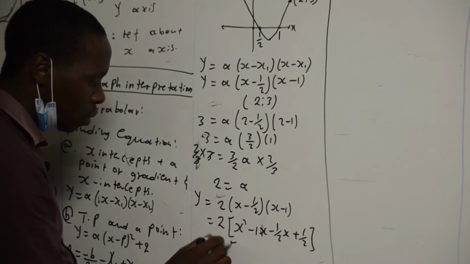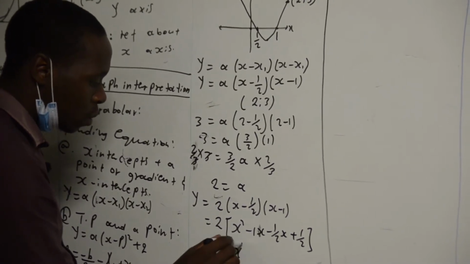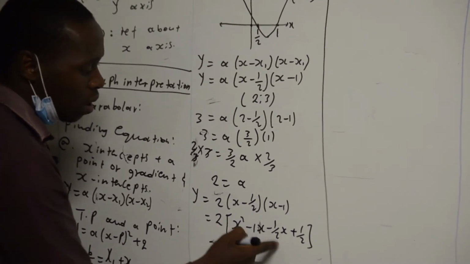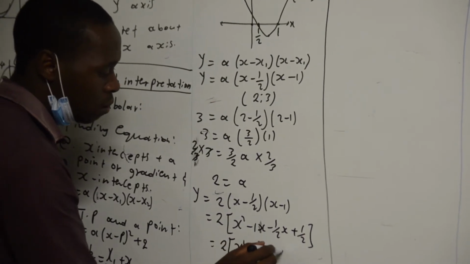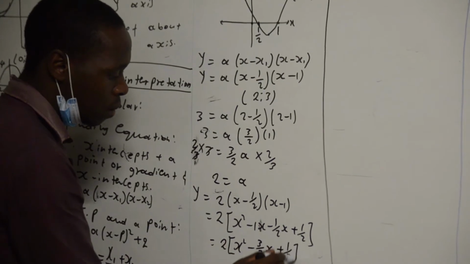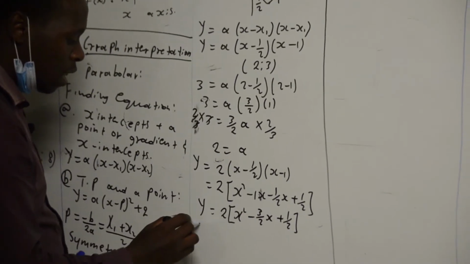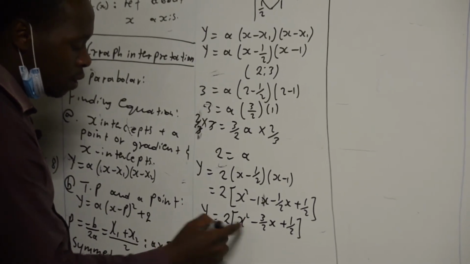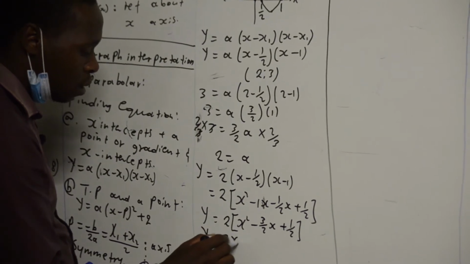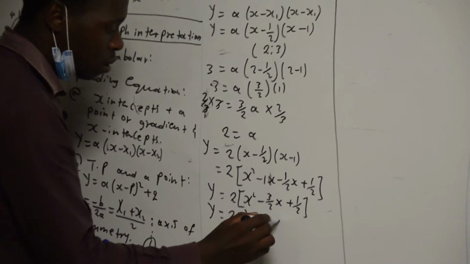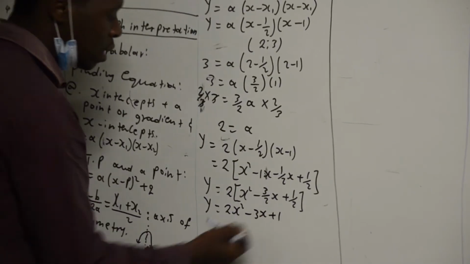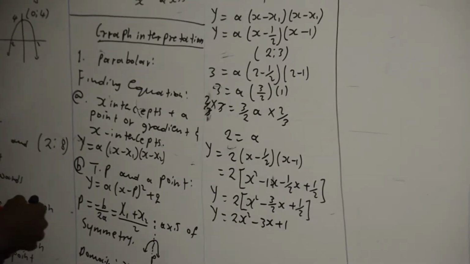So this is 2 into x squared, minus 1.5, that is negative 3/2 x plus half. Then multiply. So this will be 2x squared minus 3x plus 1. So your y-intercept is 1 in this graph.